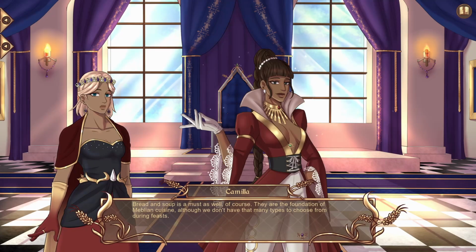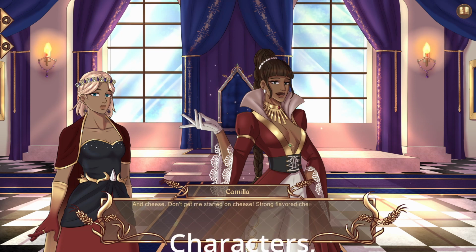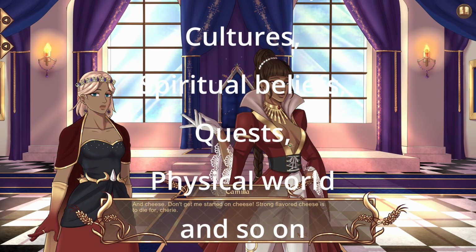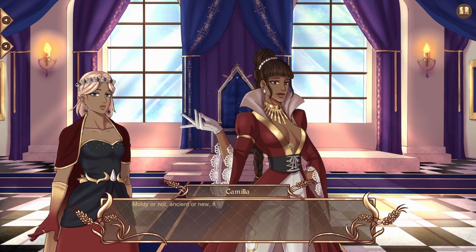What I mean by that is that everything mentioned in a game that connects to its characters, culture, spiritual beliefs, quests, physical world and so on is part of a narrative that creates a world for the game.